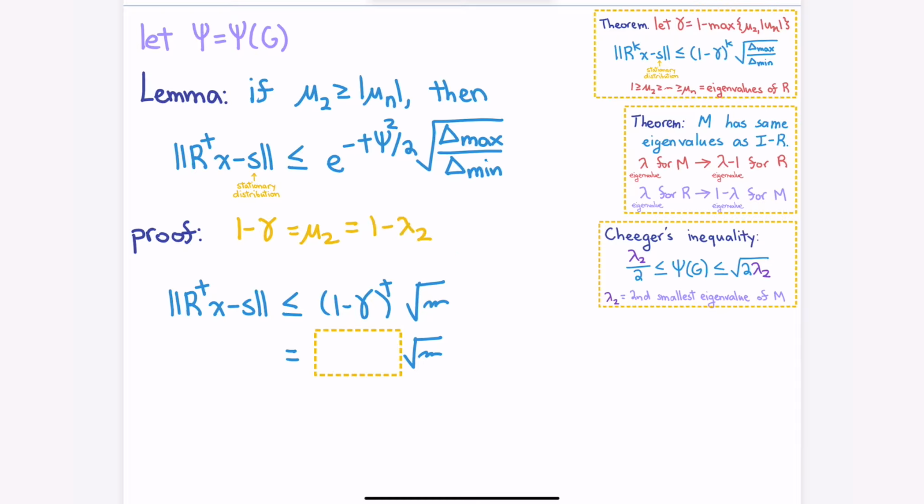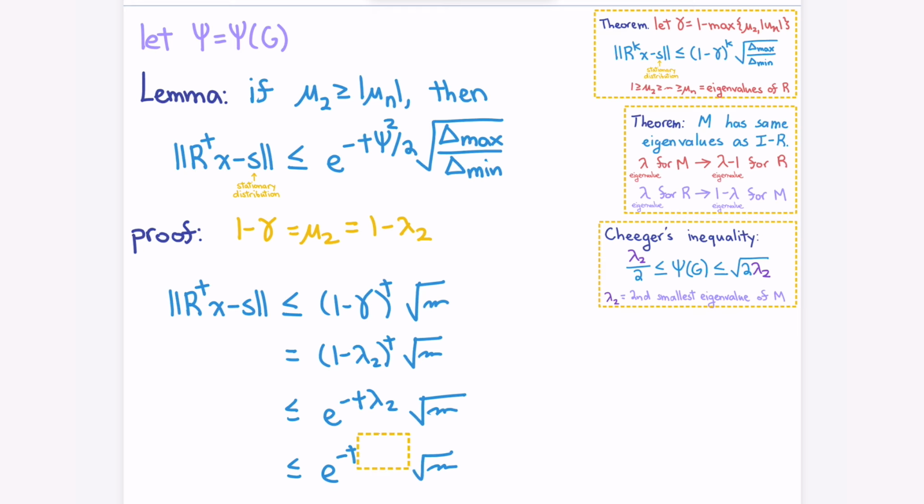Okay, so I'm up to 1 minus lambda 2. So 1 minus gamma is going to become 1 minus lambda 2. This is to the t, or t steps, and we do our usual e to the negative t lambda 2. And now we plug in this side, the log, where you have to square both sides and divide out the 2. And you get something like that. So it's really just plugging in and connecting.